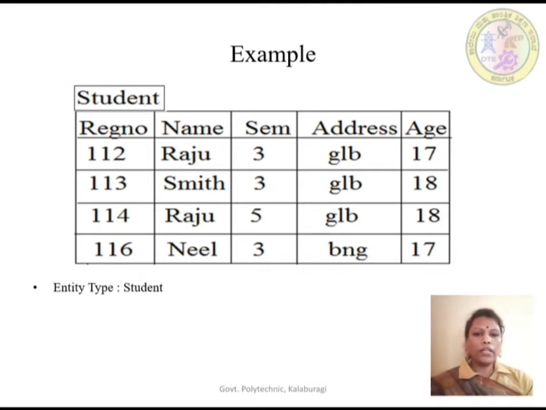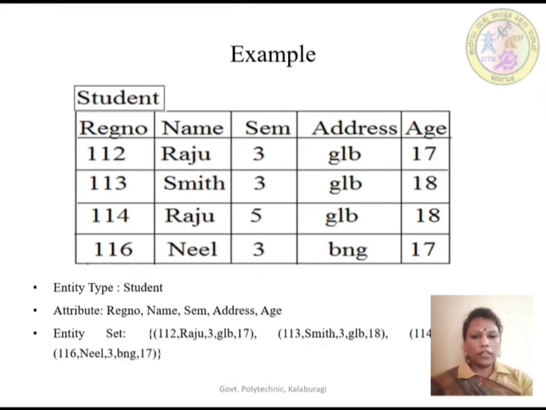And what are all the attributes here? Register number, name, SEM, address, age. So these are all the common attributes of student entities. Okay, and what is the entity set here? See here in this diagram, the first element is 112 Raju 3 GLB 17. That is one element of the set. The second element is the second record. The third element is the third record. The fourth element is the fourth record.